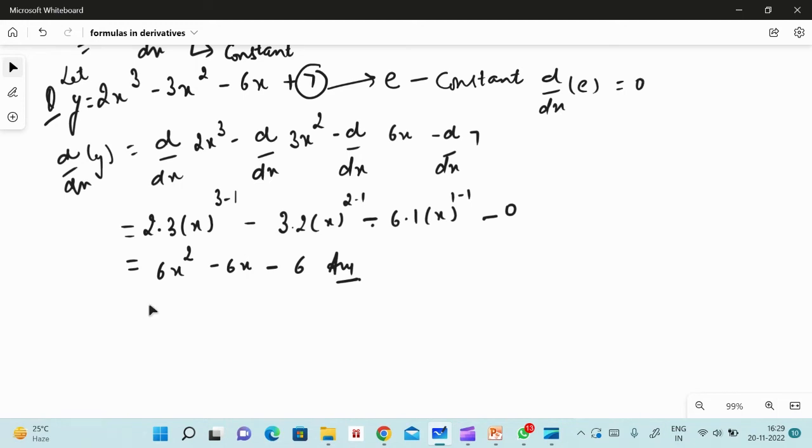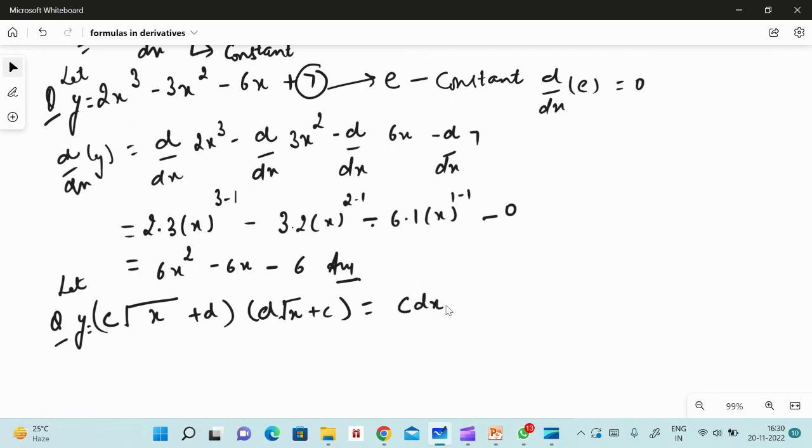Okay, remember this thing. Now, sometimes in a question it is given in the form of (c root x plus d) and this is my one form, and (d root x plus c). Okay, so this is given to me. Now let's suppose this is equal to y. First of all, what we will do is open the brackets, multiplying these two. So what we will get is cd x plus c square root x plus d square root x plus cd.